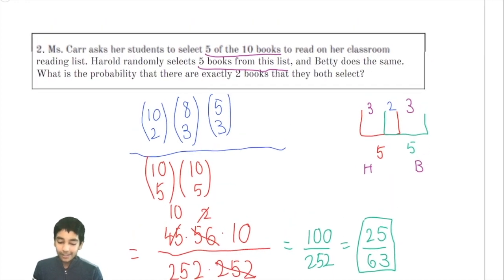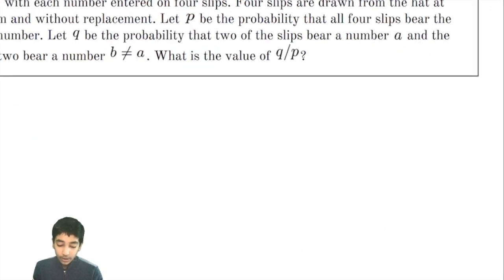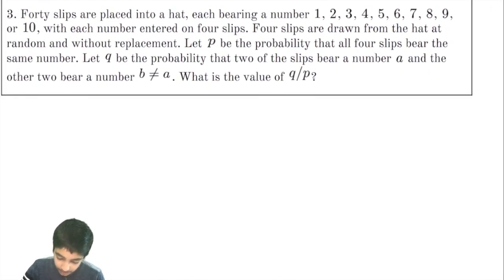Okay, so now let's take a look at our next third problem. 40 slips are placed into a hat, each bearing a number from 1 to 10. And then each number has 4 slips. So we have 4 1s, 4 2s, 4 3s, all the way till 4 10s.